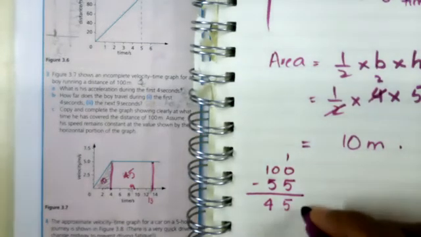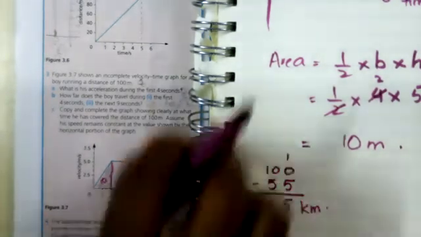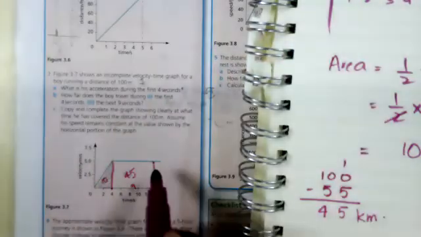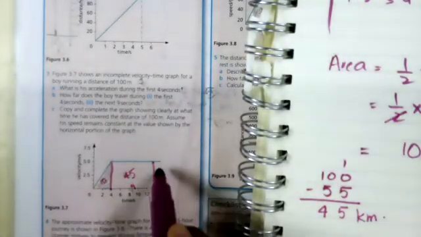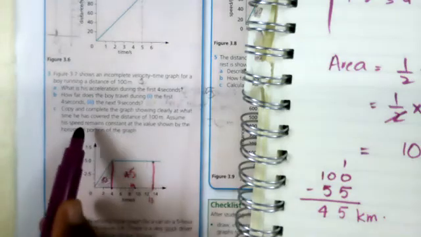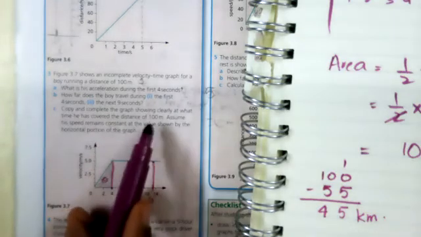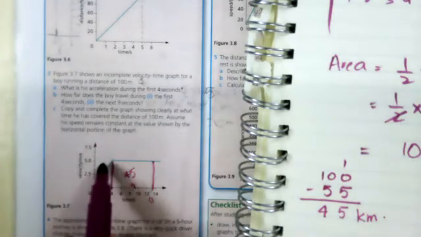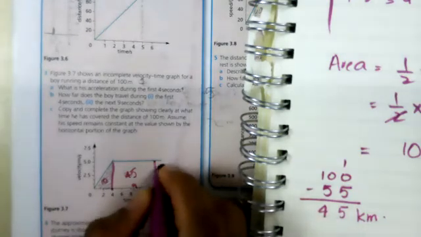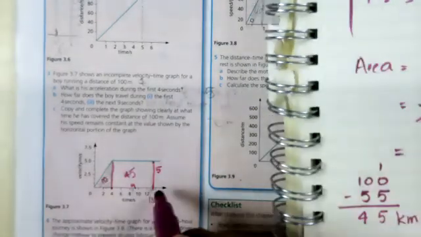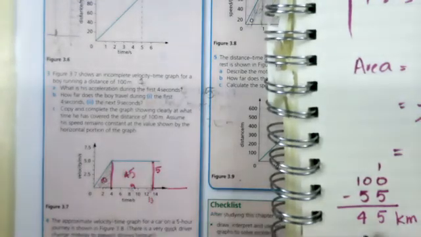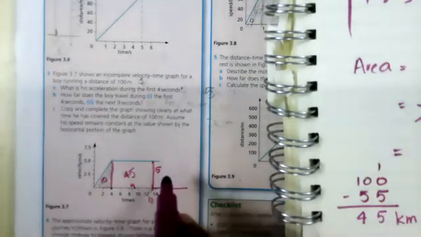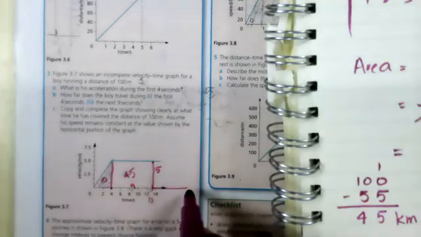Yes, he has 45 meters left. How can we get 45? The velocity will stay the same. The question has mentioned his speed remains constant at the value shown, which is 5. But then what should we multiply 5 by to get 45? You divide 45 by 5. You get 9.